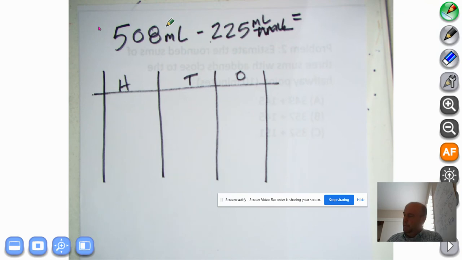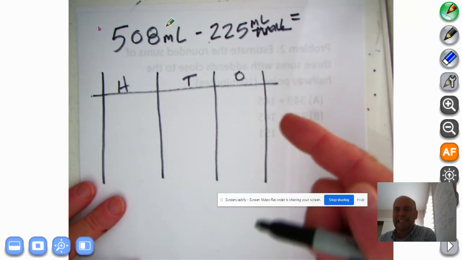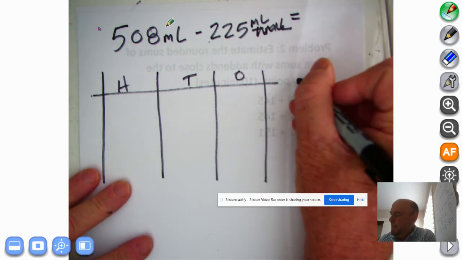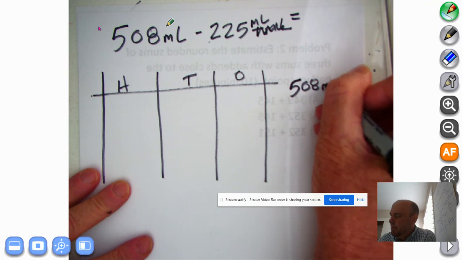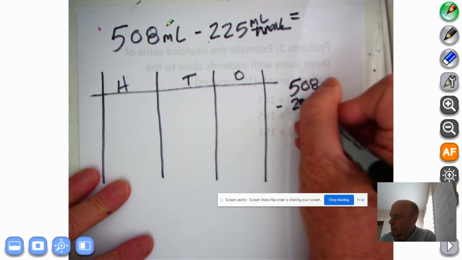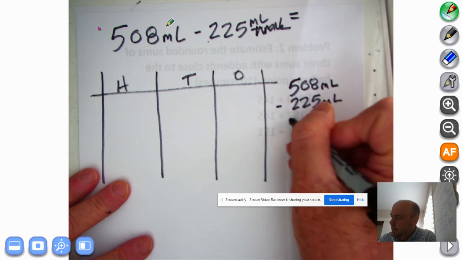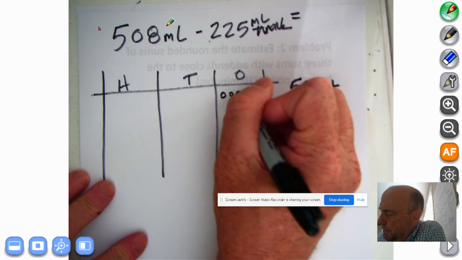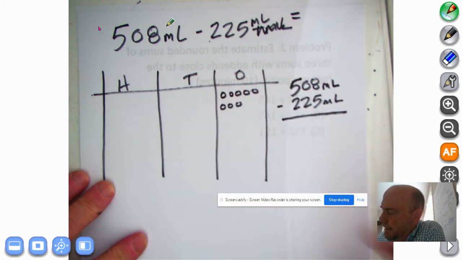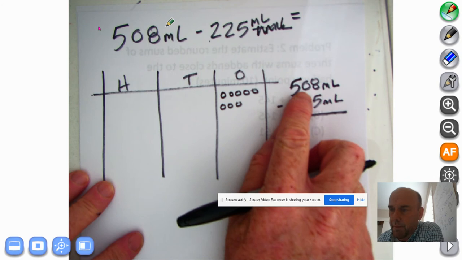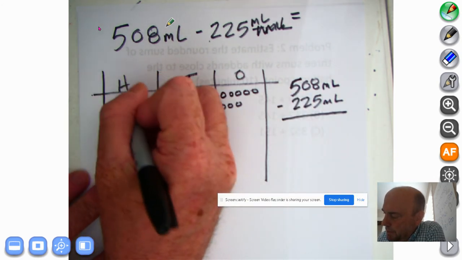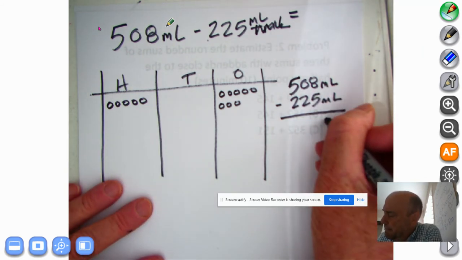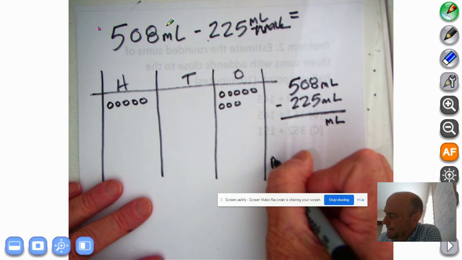So the first thing we're going to do is write the standard algorithm. Say standard algorithm. And we're going to write the standard algorithm on this side. 508 milliliters minus 225 milliliters. Let's start out with 508. 1, 2, 3, 4, 5, 6, 7, 8. And then we have 0 tens, right? And we have 5 hundreds. 1, 2, 3, 4, 5. Let's do some subtraction. Bring down my milliliters, and I'll put the milliliters over here too.